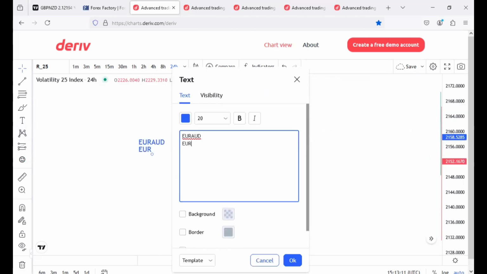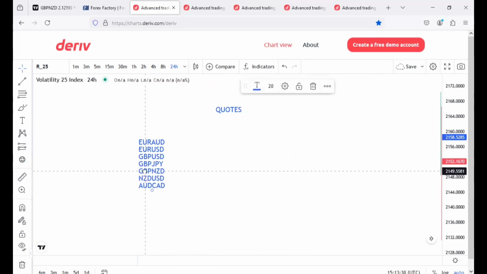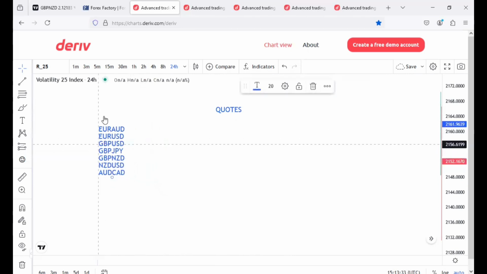Euro AUD, Euro USD, GBP USD, GBP JPY, NZD JPY, etc. There are so many pairs, but these are just examples of currency pairs. And like I also said, a currency pair is a quotation of the relative value of a currency unit against the unit of another currency.